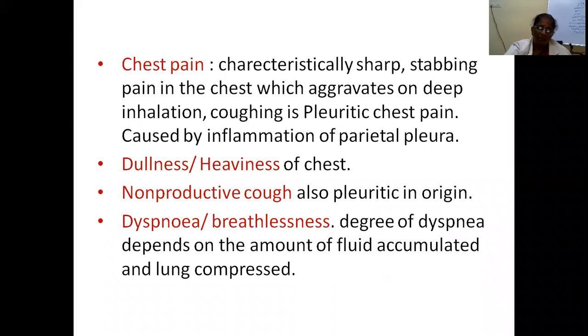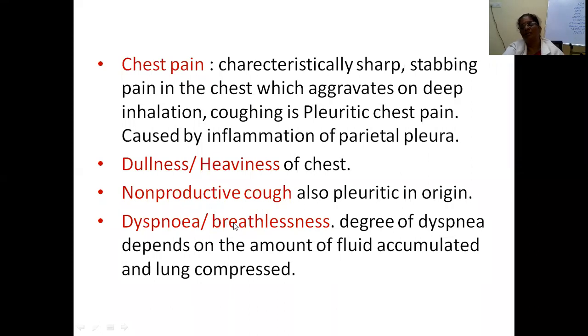When you inquire, you will know that there is chest pain initially when the effusion starts. There will be some irritation of the parietal pleura, and there will be some pain. After some time, when the fluid accumulation increases, it disappears, and there will be only heaviness in the chest. And when there is irritation or inflammation of the parietal pleura, there will be some amount of dry cough as well. Dyspnea will generally be progressive.